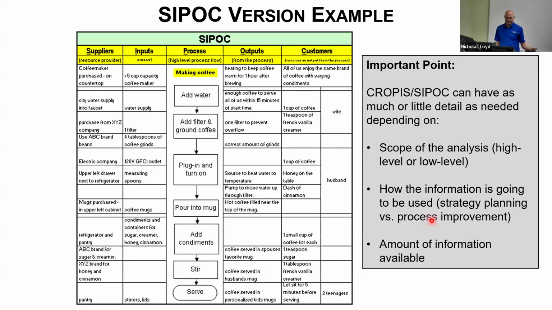Or here's SIPOC, which is just the same things, but looking at it from beginning to end instead of starting with the customer and going backwards. We're looking at supplier first, then input, then process, output, customers.